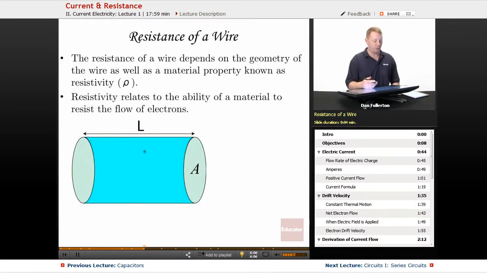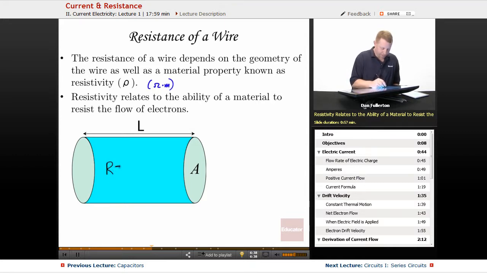So what happens when you have a wire? The resistance of a wire depends on the geometry of the wire as well as a material property of the material the wire is made out of, known as its resistivity, given the symbol rho. The units of rho are ohms, omega sign, times meters. Now, resistivity relates to the ability of a material to resist the flow of electrons. So if we have a resistor of some length L and cross-sectional area A, we can find its resistance, capital R, is the resistivity times its length divided by that cross-sectional area.